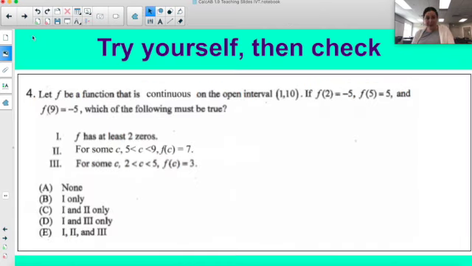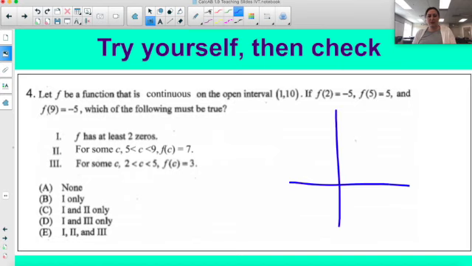Lastly, try this one, and then we'll go over it. Okay, let f be a function that's continuous, so we can use IVT. F of 2 is -5, f of 5 is 5, and f of 9 is -5. I'm going to sketch it in case that helps. So somehow our graph goes like this. We don't know what it looks like in between, but it goes to these points.